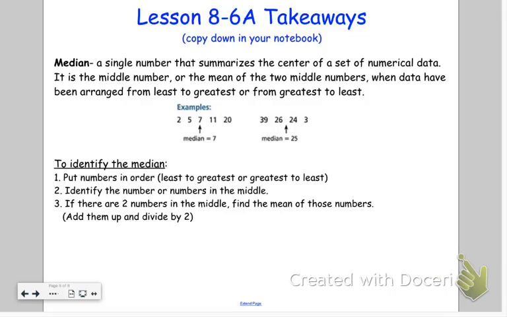Okay, so now the takeaways. We have the definition for the median, and take a look at the examples. The examples show what it looks like when you have an odd and an even set of numbers. And to identify the median, remember you must have your numbers in order. That's so very important. That's the first step. Make sure they're in order, either least to greatest or greatest to least, it doesn't matter. And then figure out what the number or numbers are in the middle. If there are two numbers in the middle, you're going to find the mean of those two numbers.